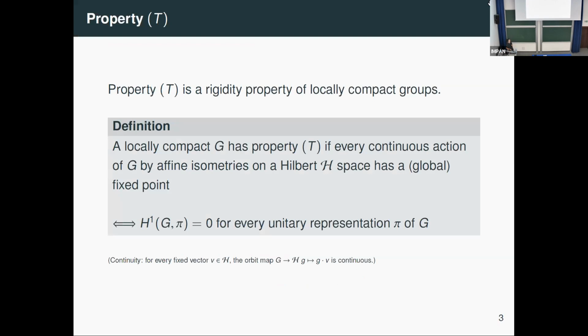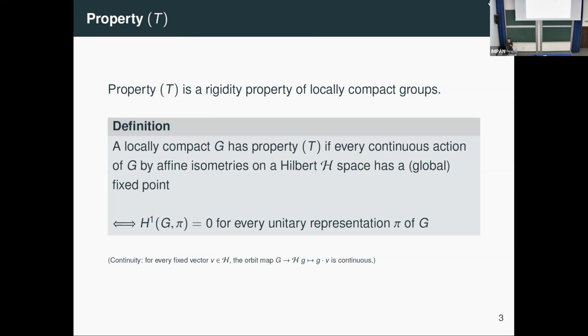So the property of groups that I will be interested in is called property T, and it's a rigidity property for groups. So here is the definition. Property T has a lot of different characterizations, and this is one of the reasons why it's a very useful and powerful property. And here's the one that requires the least technicality. A group has property T if whenever it acts by affine isometries on a Hilbert space, there is a fixed point.